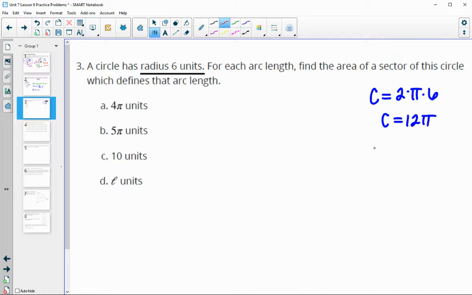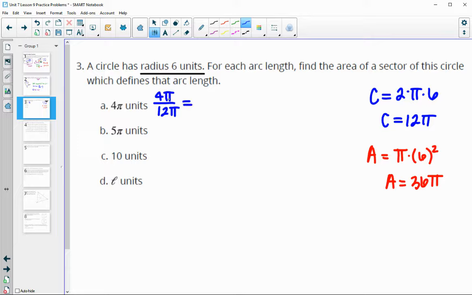Then we're looking for the area of the sector. So the area of our whole circle is going to be pi times the radius squared, so pi times 6 squared. So the area is going to be 36 pi. What we want to do is figure out what portion of the circle we have so we can apply that to the area. So let's compare the arc length we have to the total arc length, which is the circumference. That will give us what portion of the circle we have.